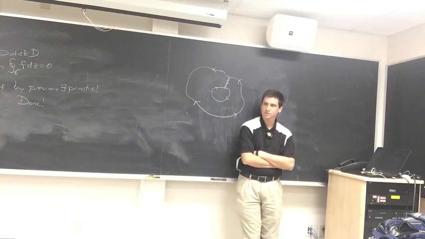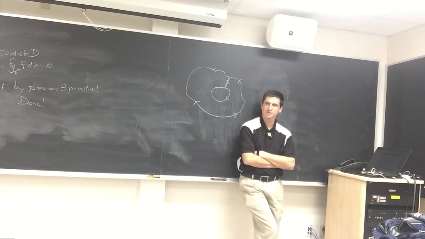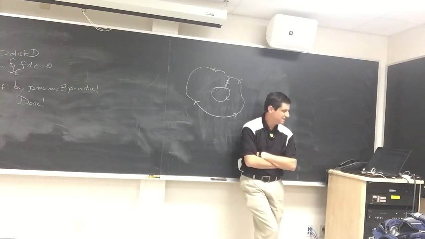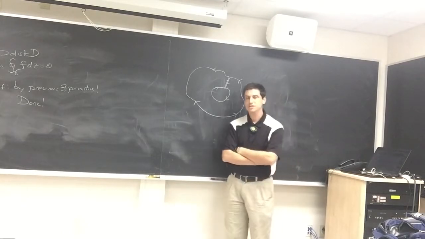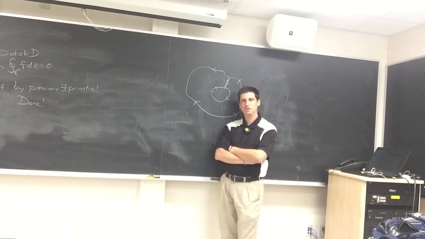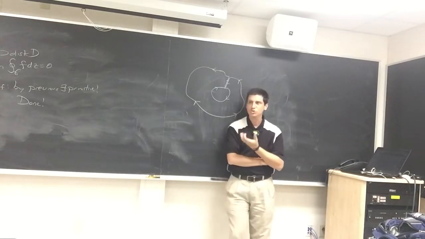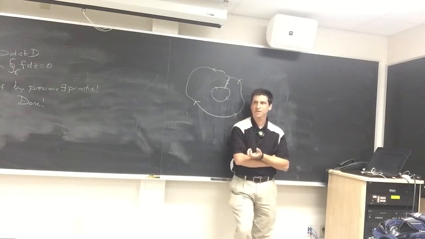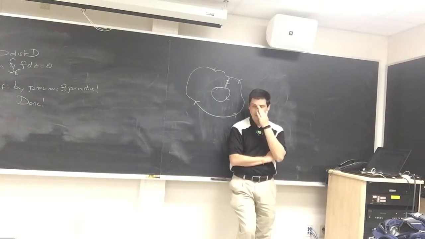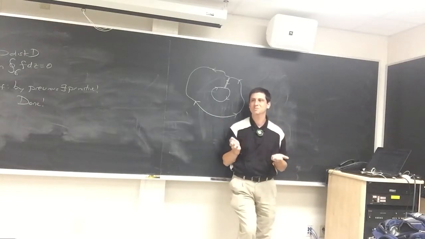It's 0. Have we proven that? Because before we had to say it was living in a disk and it was holomorphic inside the whole disk. Can somebody give me a function that is not holomorphic inside a disk everywhere? What's our go-to function that blows up? 1 over z, right?